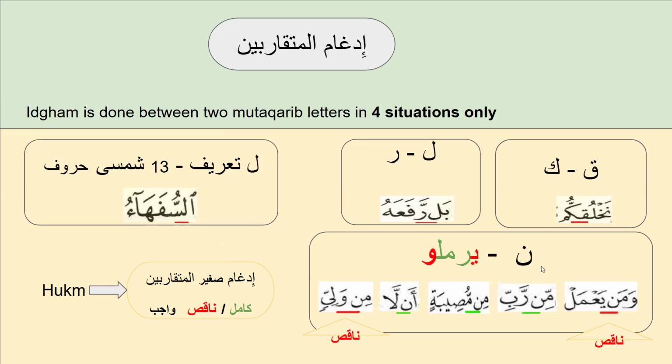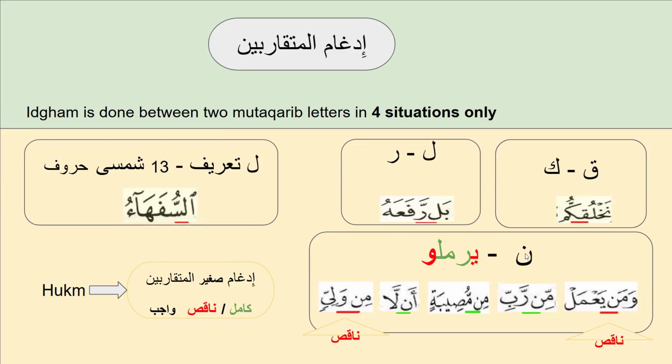Okay, so then we have noon sakina or tanween merging into yarmalu letters. As you can see, there's no noon written here. It's not yarmaloon. In that case, the noon merging into noon would be a mutamathil relationship. But we're doing mutaqaribain, meaning the yarmalu letters drop the noon of the yarmaloon. We're not adding that. Yarmalu letters ya, ra, mim, lam, and the waw are mutaqarib to the makhraj of the noon, either in makhraj or in sifat.